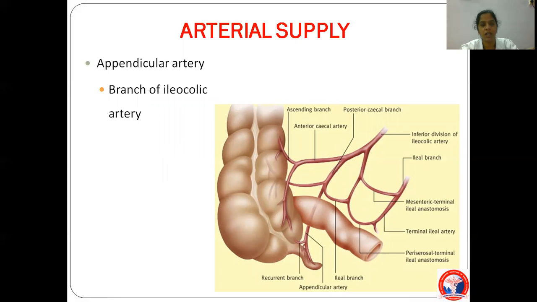Now coming to the arterial supply of the appendix. It is supplied by the appendicular artery. The appendicular artery is nothing but the branch of the ileocolic artery. You already know what the ileocolic artery is. Here you can see the ileocolic artery. It gives rise to the anterior cecal artery and posterior cecal artery, and this posterior cecal artery gives rise to the appendicular artery. So this appendicular artery is a branch of the ileocolic artery. This artery passes behind the ileum and supplies the appendix. So this is the arterial supply of the appendix. It is supplied by the appendicular artery, a branch of the ileocolic artery.